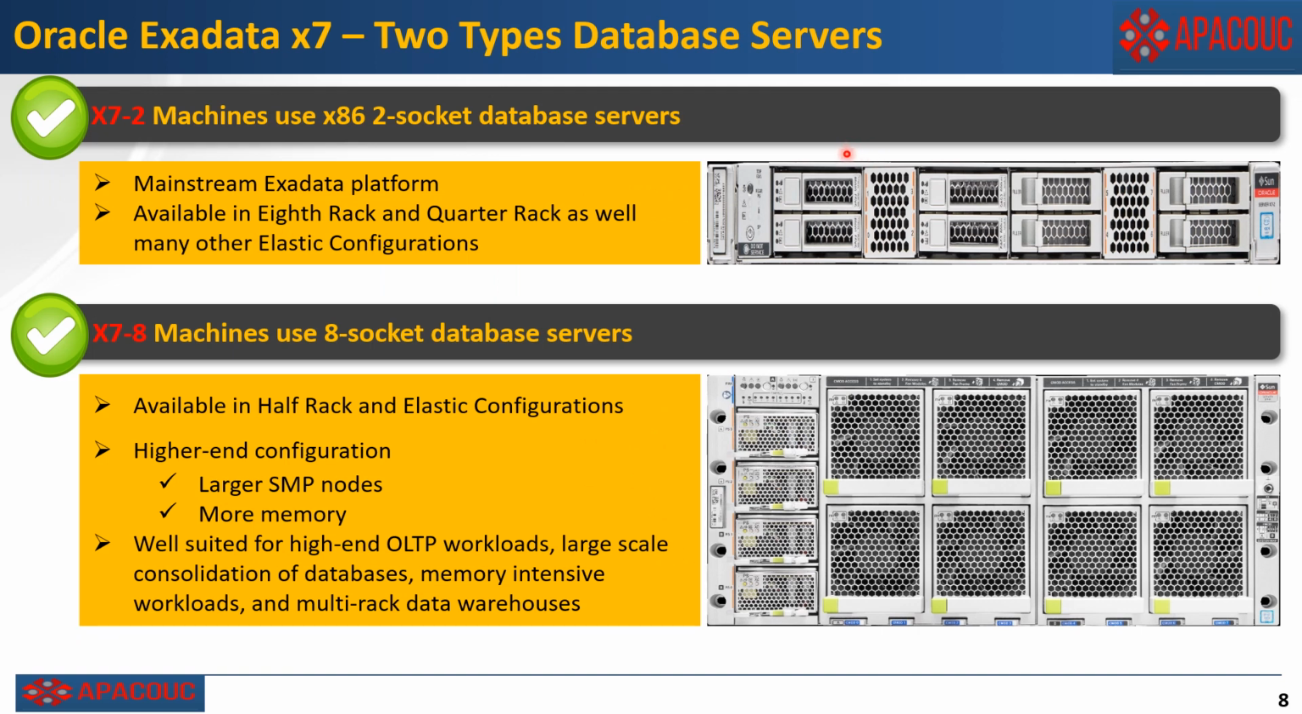We have 2 types of database servers, as I mentioned already. The first one I described in previous slides, and the second one is bigger in size. It has 2 systems, System A and System B, and it has 4 power suppliers. These are fans, and in the back there are 8 GPUs.